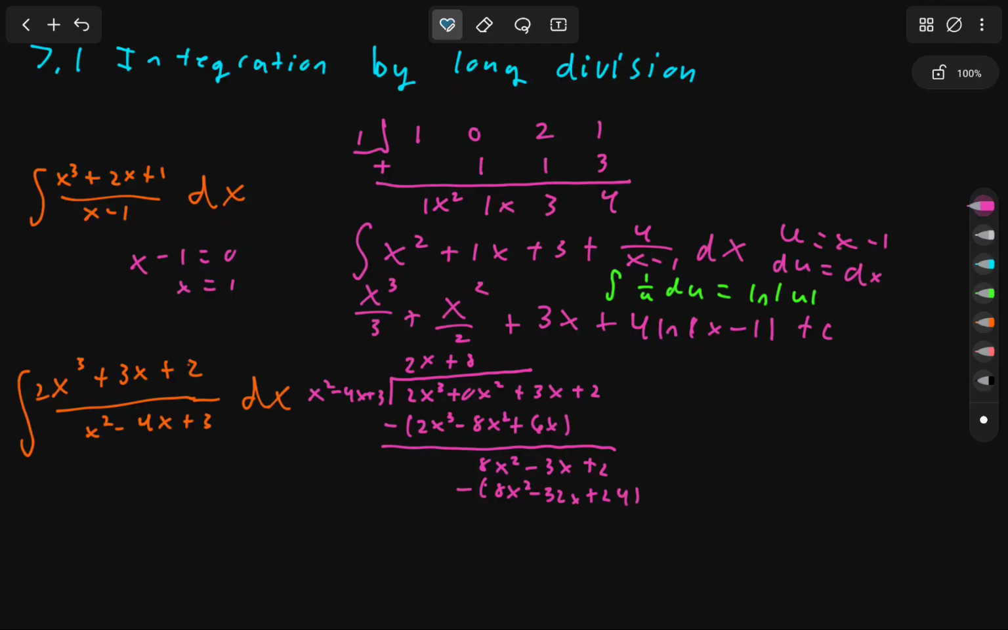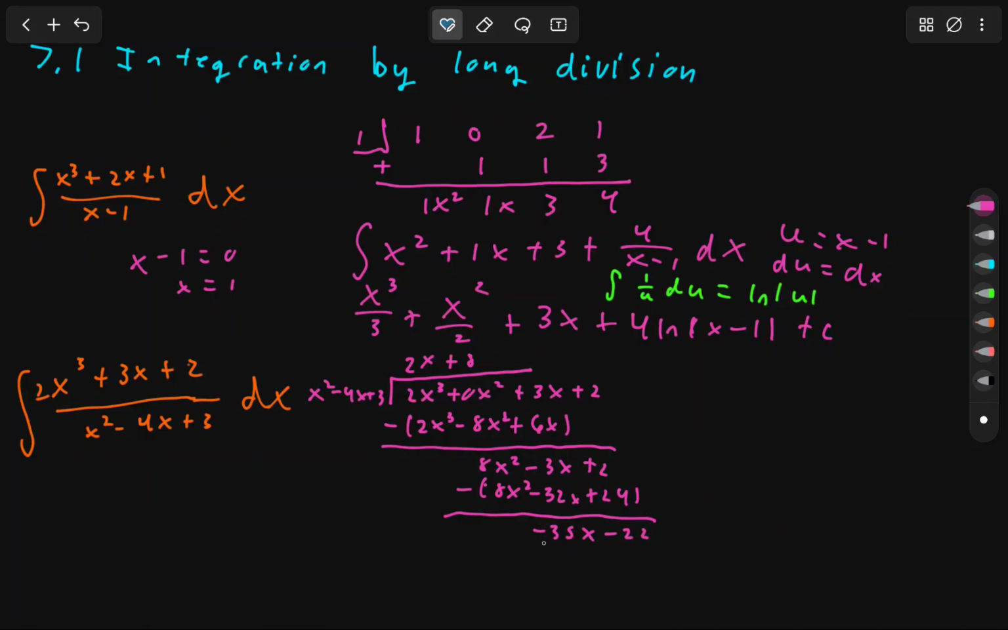Alrighty, now we have to sum it up. Or really subtract here, but the negative 8x squared and the 8x squared will cancel. We will get a negative 35x. And then we will have negative 22.